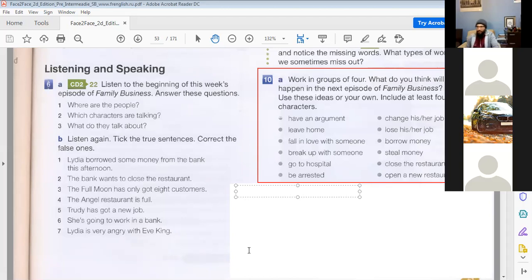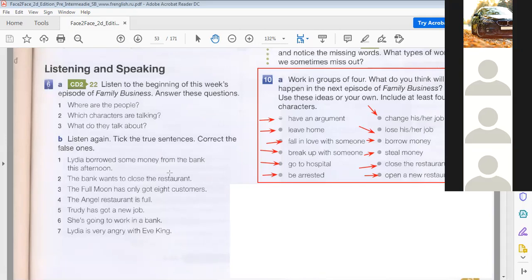Let's think of some scenarios. Here you have some ideas, by the way, that can help you. So maybe you can talk about arguments. Break up with someone, leave home, fall in love, go to hospital. Someone will be arrested. Someone will change his job, lose her job, borrow money, steal money, close the restaurant. You have lots of ideas, but we have to say who did what and what happened. We have to give some details for our episodes. So let's hear some ideas.